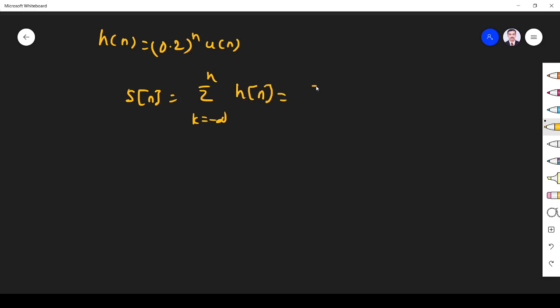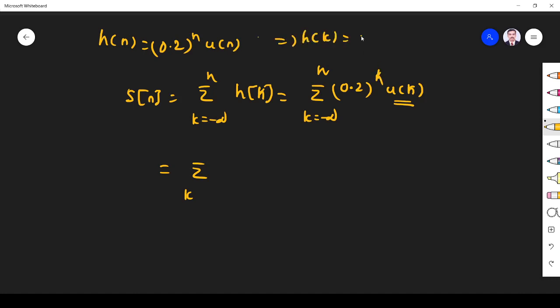In the formula you substitute the summation for k from minus infinity to n of 0.2 power k into u of k. But u of k exists from 0 to infinity, so change the limit. Everything I replace by k. So h of k is 0.2 power k into u of k. That's what I write here.